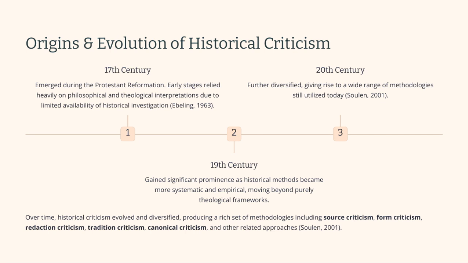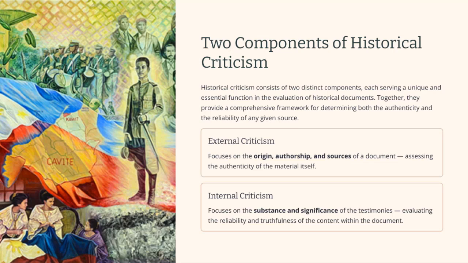Over time, these methods diversified further, leading to a rich array of methodologies such as source criticism, form criticism, redaction criticism, tradition criticism, and canonical criticism. All of these approaches continue to shape the way we study and interpret biblical texts today, highlighting the ongoing evolution of this important discipline. When we look at the substance and significance of testimonies, it's really about understanding how reliable and truthful the content is within a document. We want to evaluate whether what's written can be trusted and how it contributes to our overall understanding.